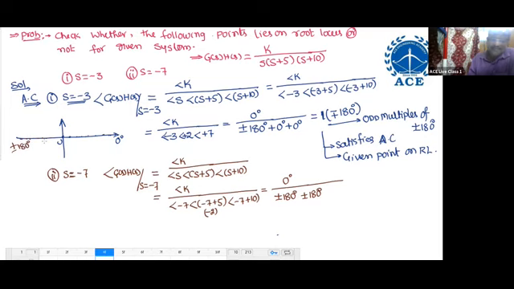So the positive real axis gives 0 degrees. Next, plus 3: the angle of plus 3 is 0 degrees. So what are you getting here? 2 times plus or minus 180 degrees. That means even multiples of plus or minus 180 degrees.